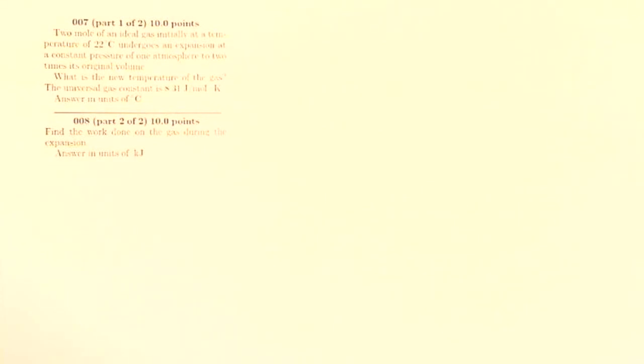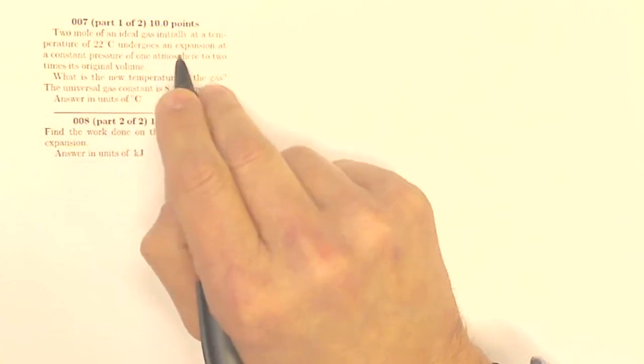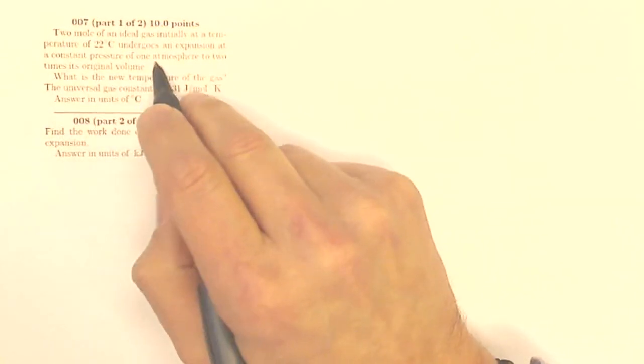Homework AP Physics 8.3, questions 7 and 8. 2 moles of an ideal gas, initially at temperature 22 Celsius, undergoes an expansion at a constant pressure of 1 atmosphere to 2 times its original volume. What is the new temperature of the gas? The universal gas constant is given.